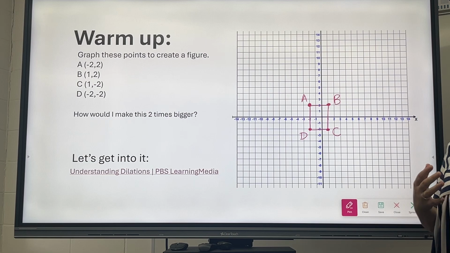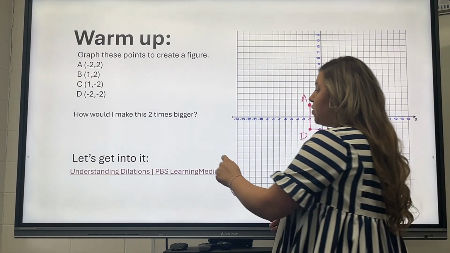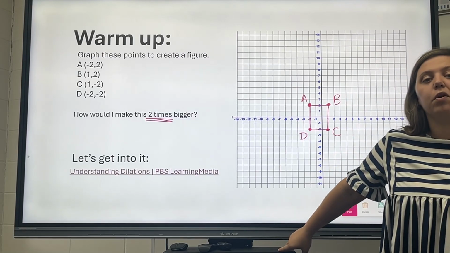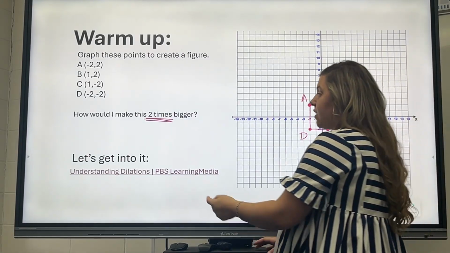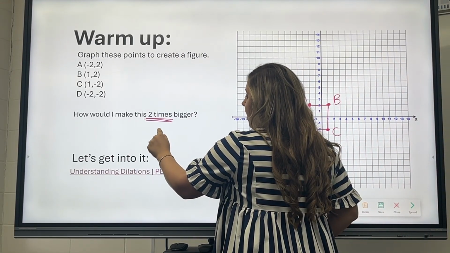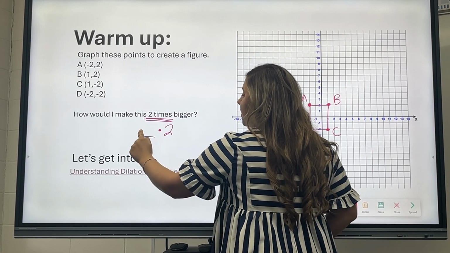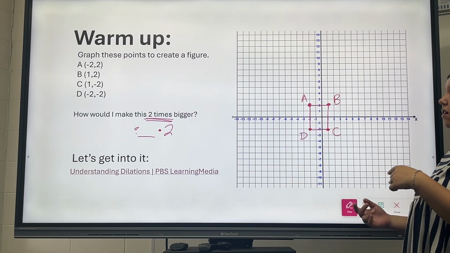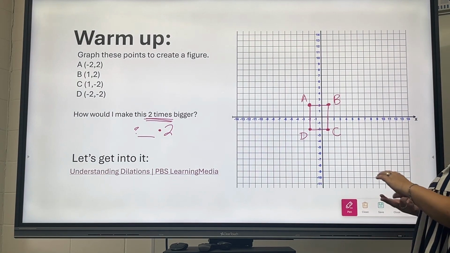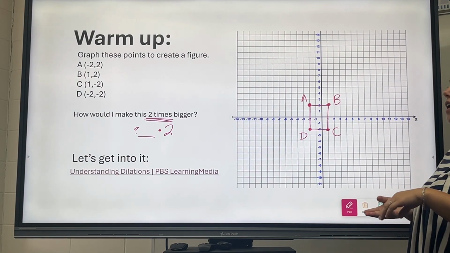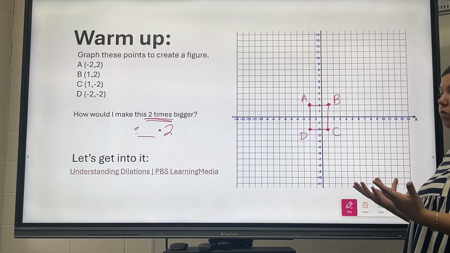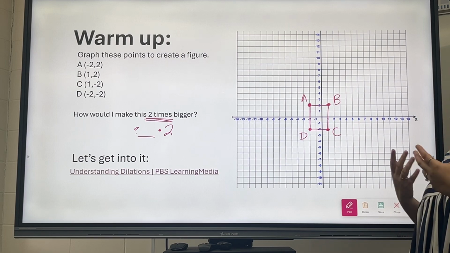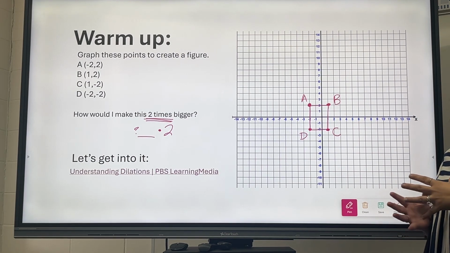When you think about taking something and making it 2 times bigger, hopefully the word times makes you think of multiplication, and in this case multiplying by 2. But what am I multiplying by 2? Am I multiplying the points by 2? Am I multiplying the side lengths by 2? Am I multiplying the area by 2? What am I doing? Okay, so I want to try all 3 of those, and I want to see what would happen in that case.